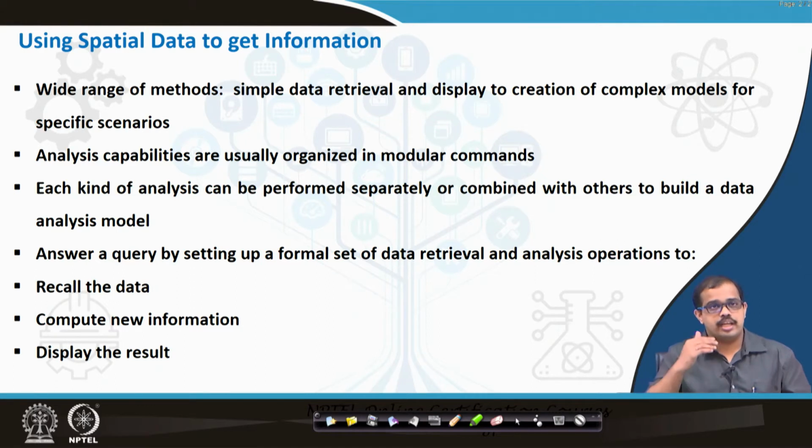So, when you look at capabilities, these are usually organized into modular commands. Normally, it is more of commands, but it has evolved over a period of time. Now you have a lot of improvements in terms of open source GIS. Any of your GIS software has just drop down menus, so it can be just modular drop down menus.